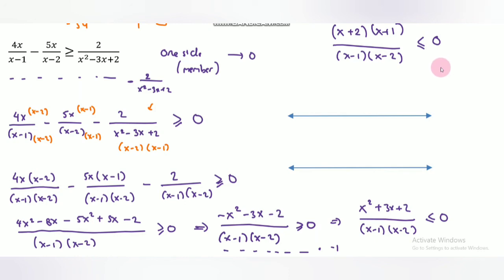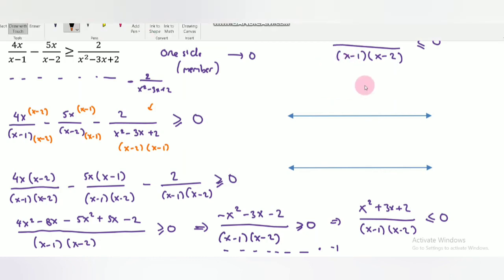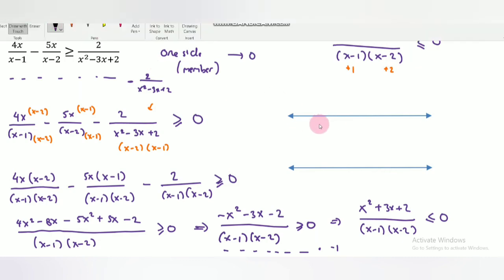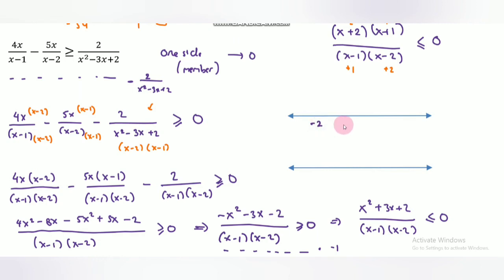We have already factored completely everything, and we have one side it is 0. So now let's just find all of the zeros. For this one, we have 4 different zeros, right? Positive 1, positive 2, negative 2, negative 1. So we have 4 different zeros. Let's put it, it is negative 2, negative 1, 1, 2, right?